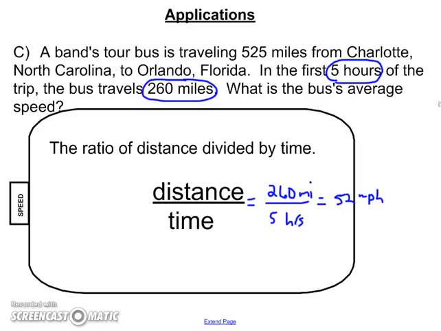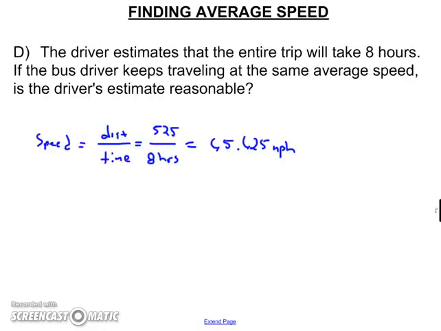But, let me flip back here, we are currently traveling in the first 5 hours. We are traveling 52 miles per hour. So the question comes down, will we get there? Well, not if we're traveling 52 miles per hour. We need to increase our speed. Our average speed will need to go up to 65.625 miles per hour. So is the driver's estimate reasonable? I'd say no. It is not a reasonable estimation.